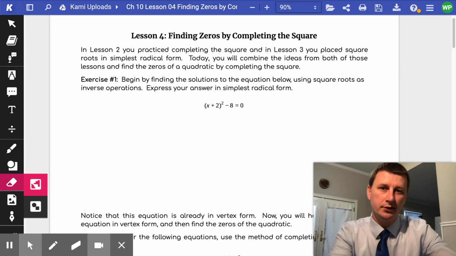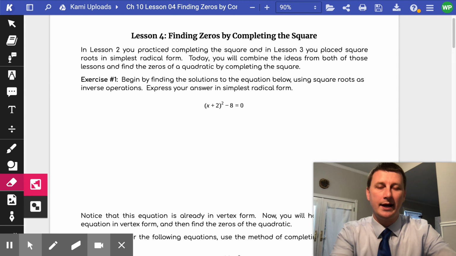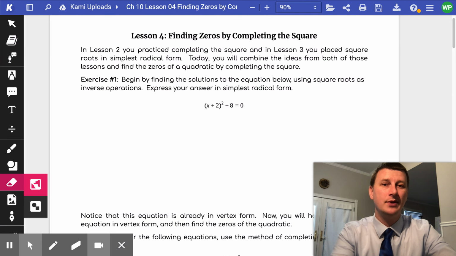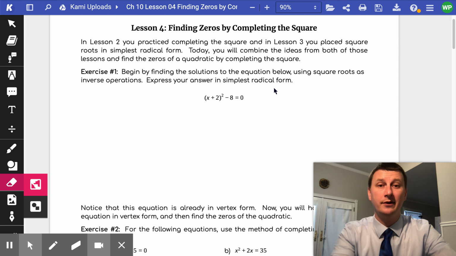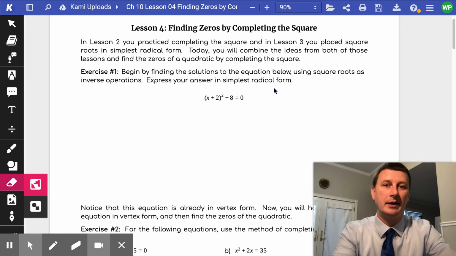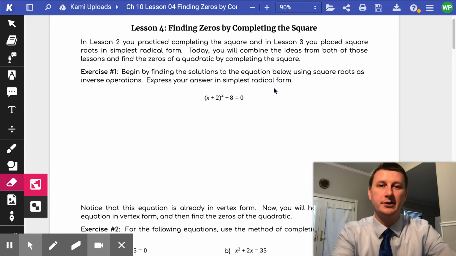If you remember, in lesson 2, we did the whole process of completing the square to put it in vertex form. And then in lesson 3, we simplified square roots and we saw what it meant to be in simplest radical form. So today we're going to combine both of those ideas together, not to place a quadratic in vertex form, but to get to that step and then solve by completing the square. Up until this point, you've only seen how to find zeros by factoring a quadratic, and factoring only works when you have integer solutions. So these many times will not be integer solutions, but they might be decimals or answers in simplest radical form.